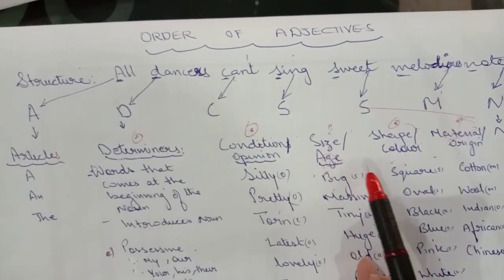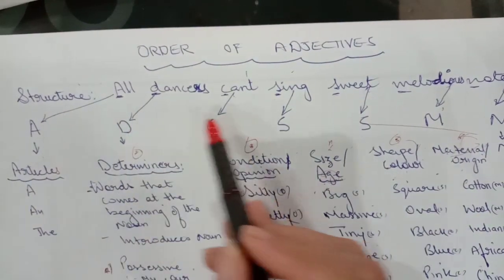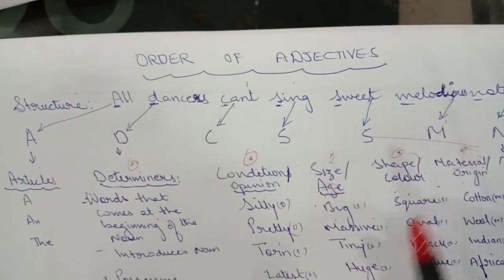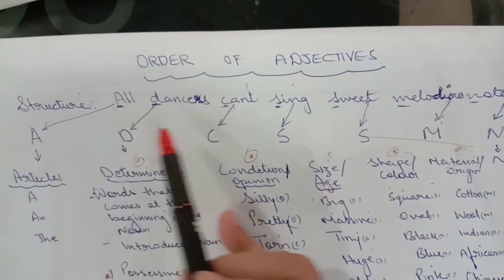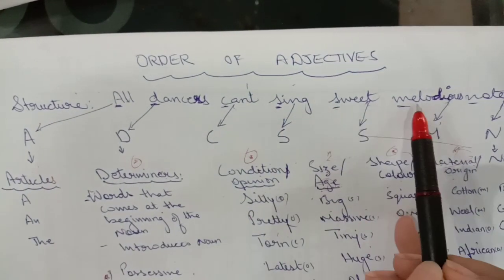Learn this order, and to learn it, I have made one sentence for you, a very funny one, right? Just to make you remember this sequence. All dancers can't sing sweet melodious note.